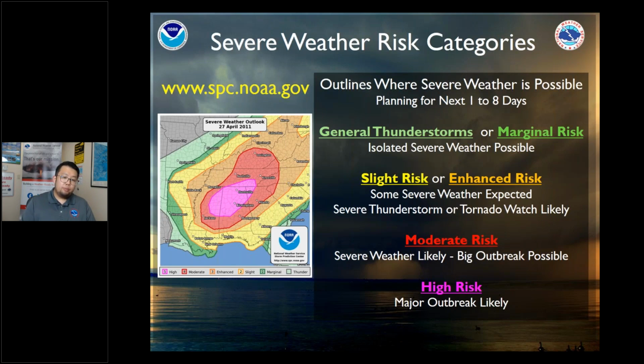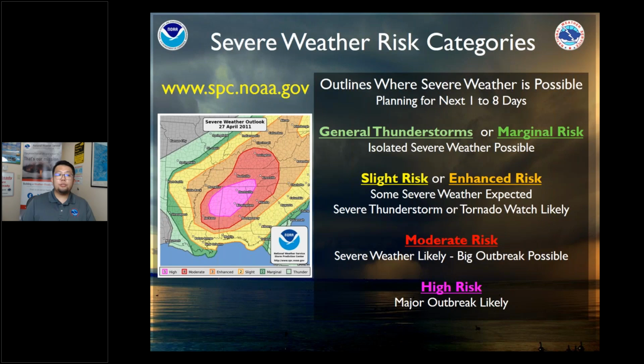When we get up to a moderate risk, that's when things start getting a little bit more serious. That means severe weather is likely. We will more than likely, almost definitely, have a severe thunderstorm watch or a tornado watch. And that means that a fairly decently sized severe weather outbreak is possible. When I say outbreak, I mean there's going to be multiple reports of severe thunderstorms and tornadoes potentially impacting the area. So that's something we have to worry about.